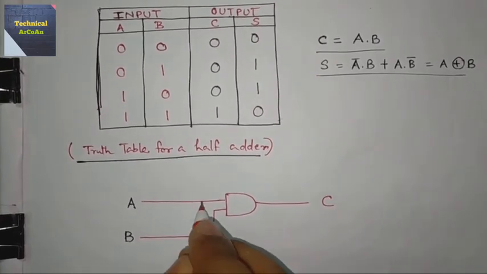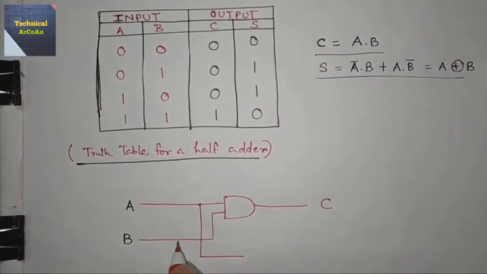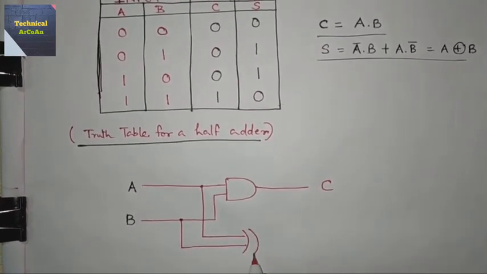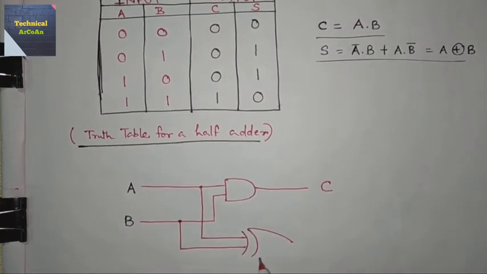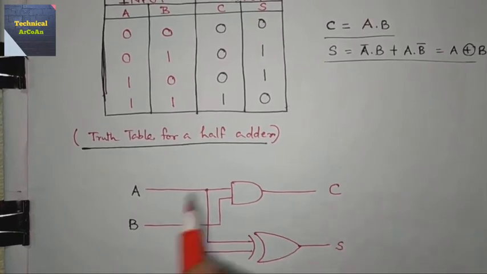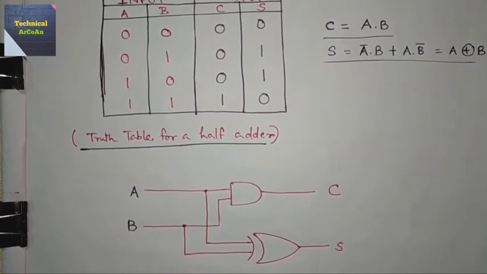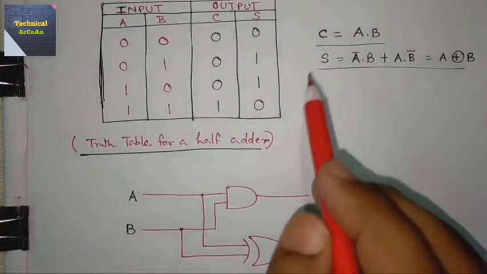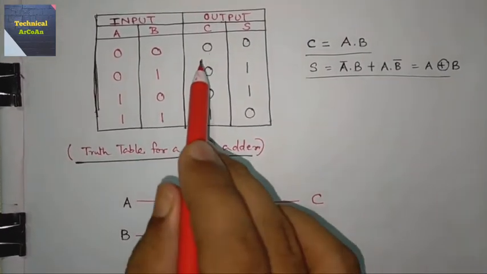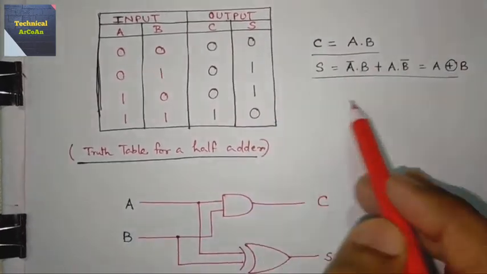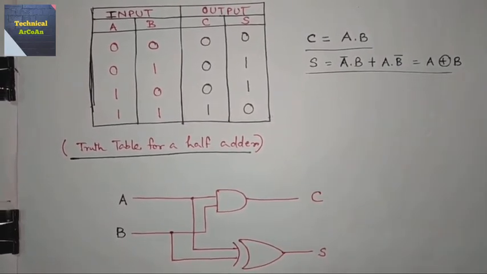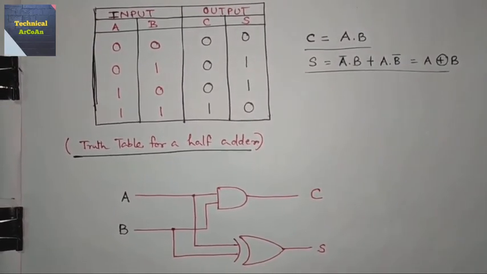And for S, we get XOR, so we just draw an XOR gate here, and it will be your S. So this is the circuit diagram for the half adder. That means the simplified boolean functions for the two outputs, C and S, are obtained from the truth table, and from these boolean expressions we draw the logic diagram of the half adder.